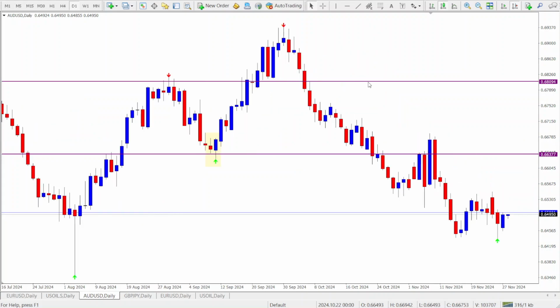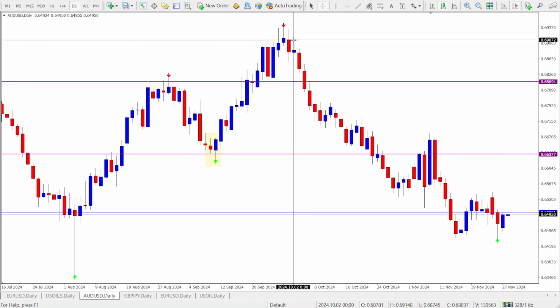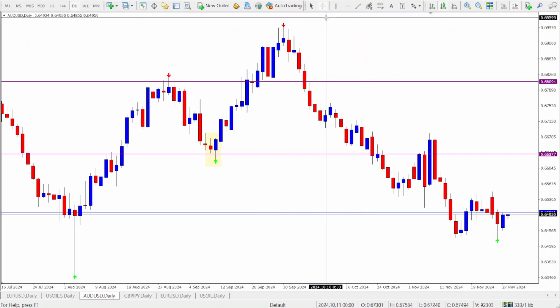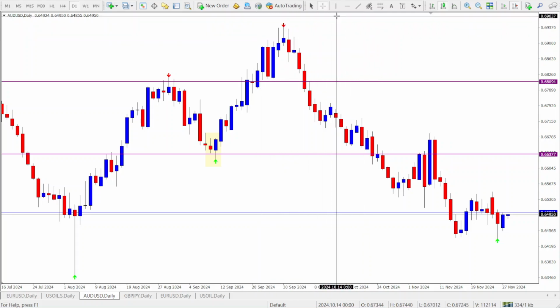Now, in the case of a sell, when the red arrow appears above the candlestick pointing downwards, that's a sell signal. All right, so you can consider entering a sell trade shortly after you get your signal, and then set your stop loss above the swing high.